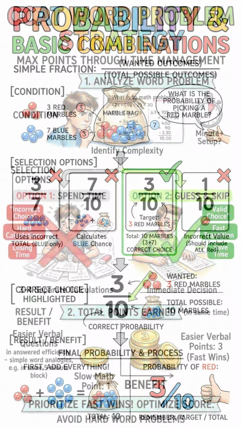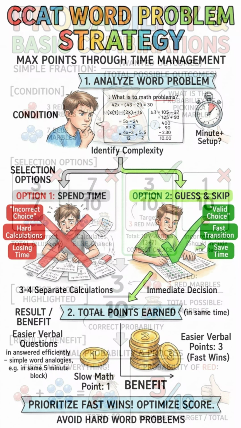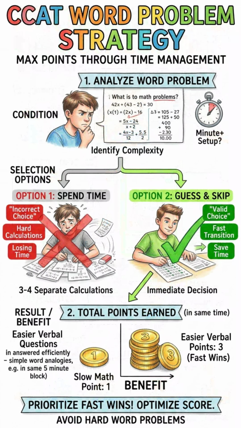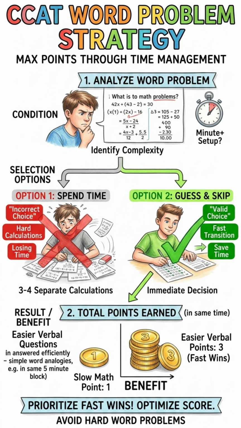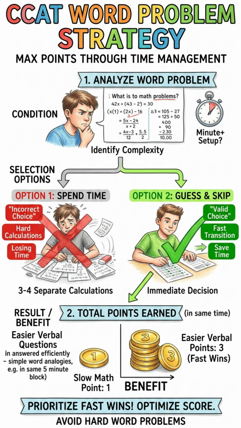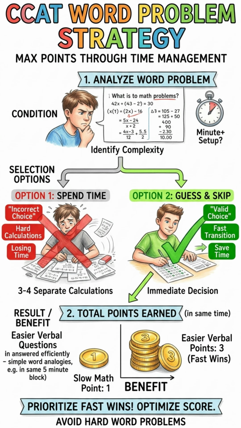Because the CCAT moves so incredibly fast, time management on word problems is absolutely critical. Some word problems require 3 or 4 separate calculations to reach the final answer. If you read a problem and realize it will take a minute or more to set up the equation, you must guess and skip it immediately. Earning 1 point on a 5-minute math problem is a terrible strategy when you could have earned 3 points on easier verbal questions in that same amount of time. Always prioritize the fast wins.